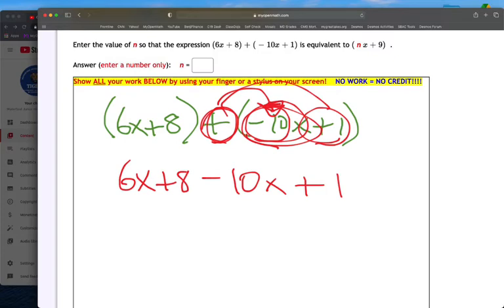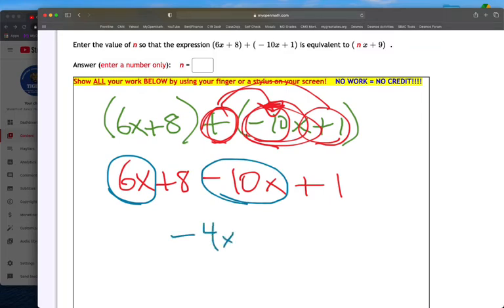So let's keep going by gathering our like terms. So we have a positive 6x and a negative 10x. That makes negative 4x because we have 4 more negative x's than positive. As far as the constants go, we have a positive 8 and a positive 1. Altogether, that makes 9 positives and 0 negatives, so that would be plus 9.